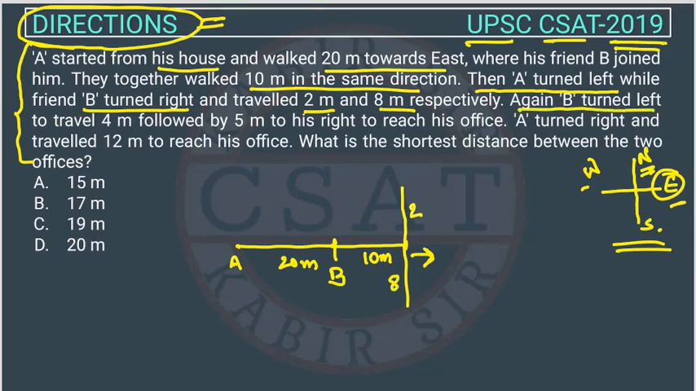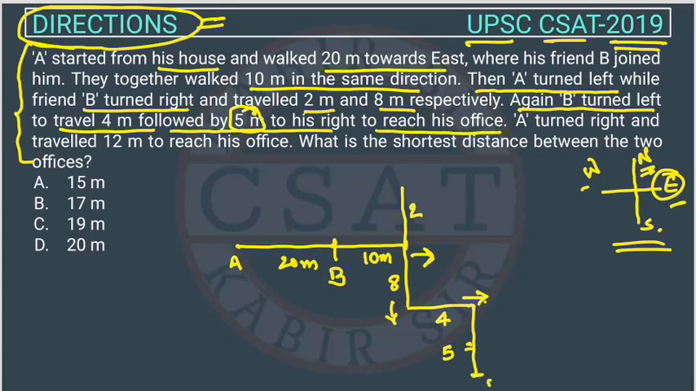Again B turns left. So B is facing this side, so he is taking a left turn. So left will be this side, right? And travels 4 meters. So this is 4 meters. Followed by 5 meters on his right. So after moving 4 meters, he takes a turn on the right. He is facing east, so he is taking a turn on the right. So it means he is moving on this side, right? And how many meters? 5 meters. So this is 5, to reach his office. So this is the office of B, right?